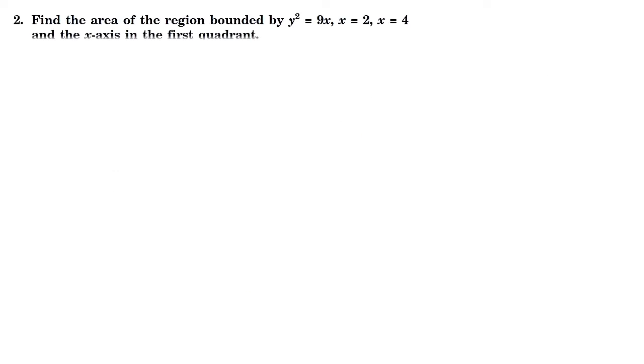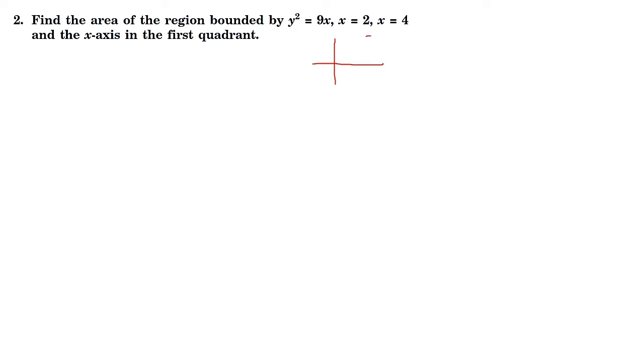Next we shall discuss the second question. Find the area of the region bounded by y square equal to 9x, x is equal to 2, x is equal to 4 and the x-axis in the first quadrant. Like before, we will go with identifying the region. So y square equal to 9x, clearly it is a parabola. And just like the previous question, for positive or negative value of y, x is positive. So clearly it will be opening towards the right side of x-axis. So this is the way it will be coming.